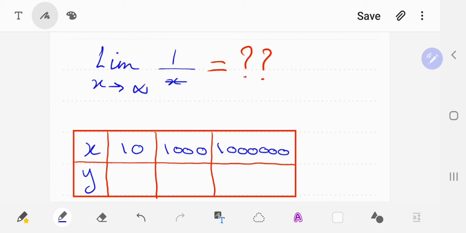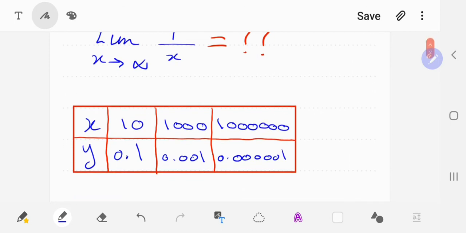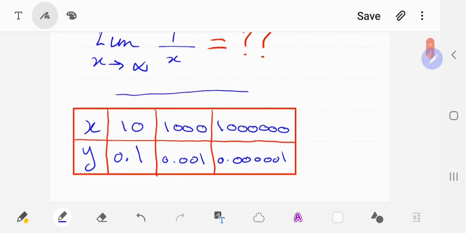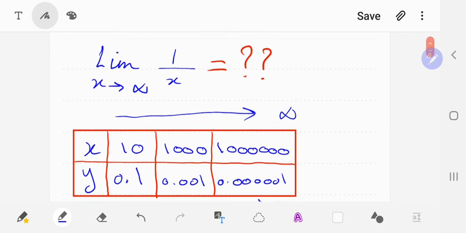If you do direct substitution here, you will get 1 over 10, which is 0.1, 1 over 1,000, which is 0.001, 1 over a million, which is 0.00001. So what's happening? As x approaches infinity, the y values are approaching, if you look at this, 0.1, 0.001, 0.00001, so that's approaching 0. So what does that mean?